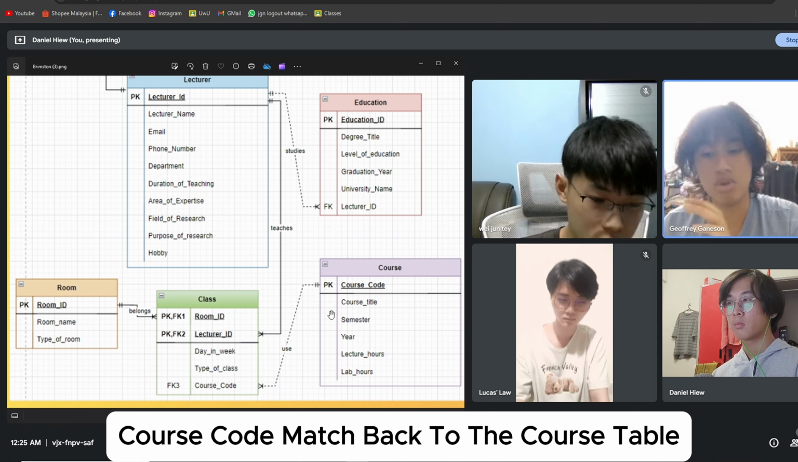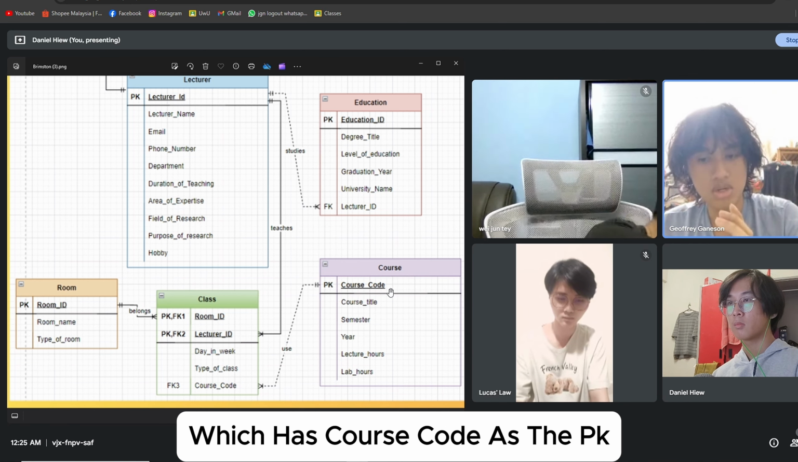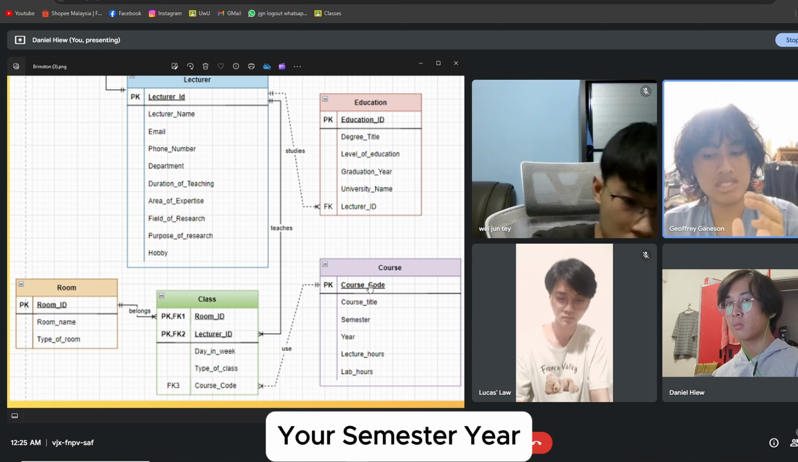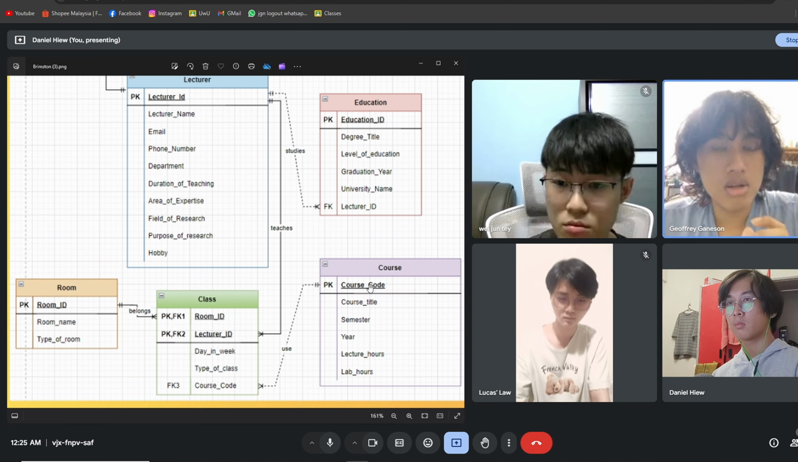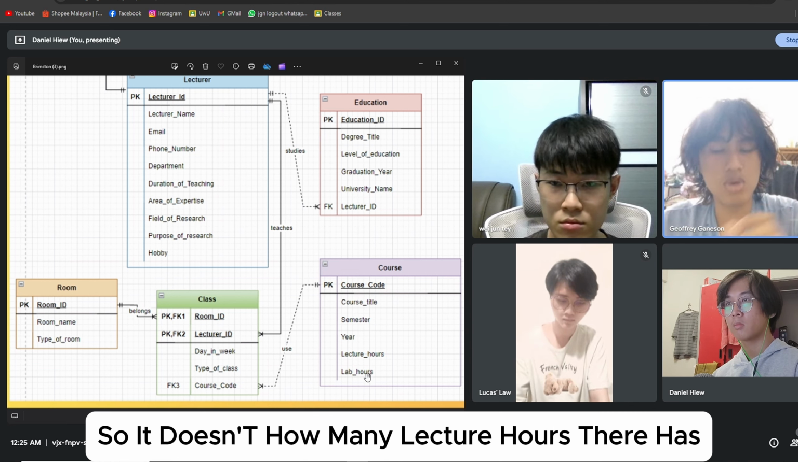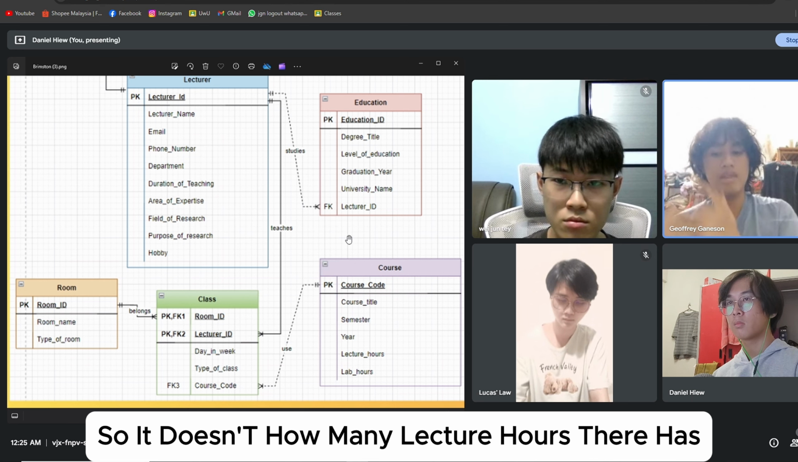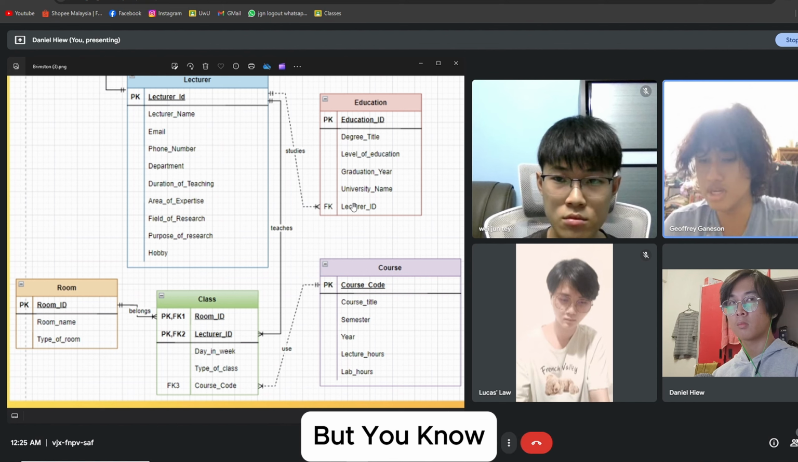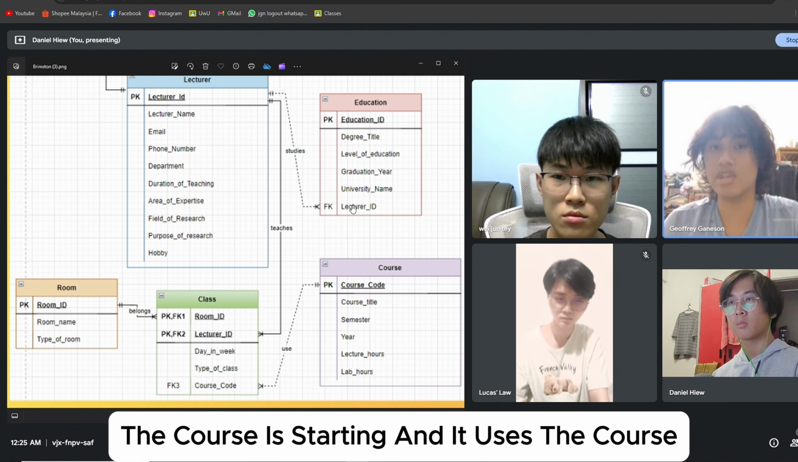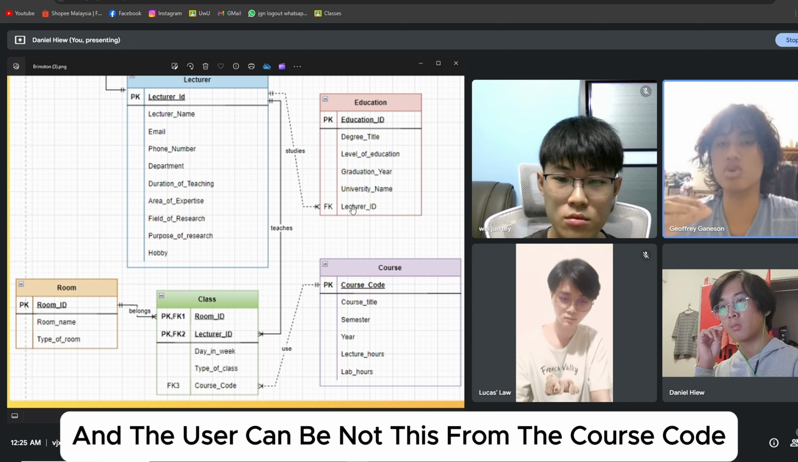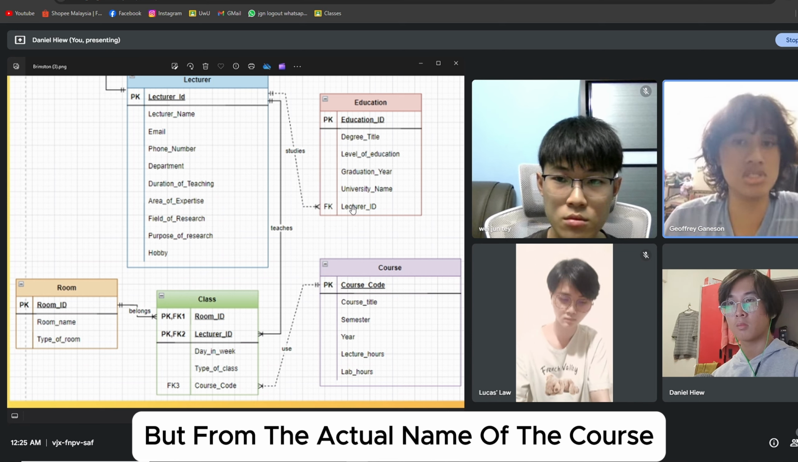Course code maps back to the course table, which has course code as the primary key, and then it is followed by course title, semester, year, lecture hours, followed by the lab hours. So it tells us how many lecture hours it has, how many lab hours it has. It tells us what semester the course is taught in, what year the course is taught in, and it gives us the course title, of course, so that we know generally what it applies to, and the user can read not just from the course code, but from the actual name of the course.